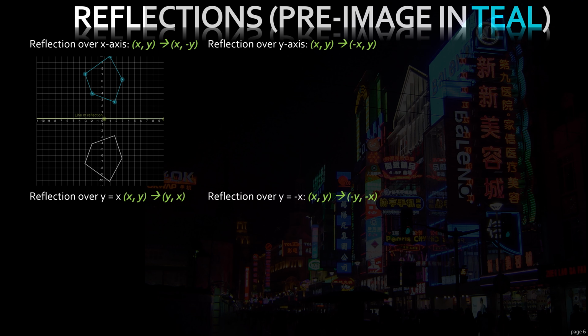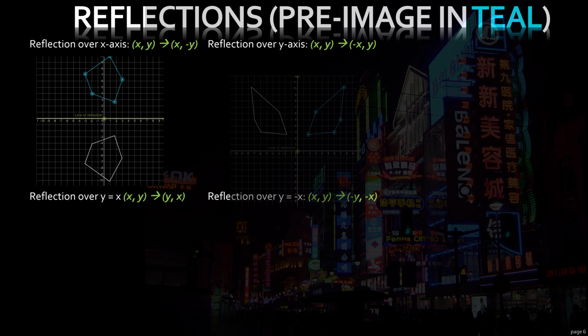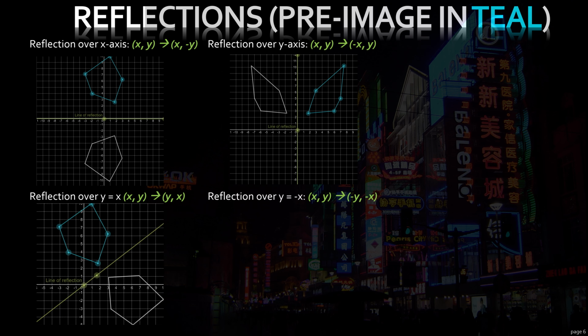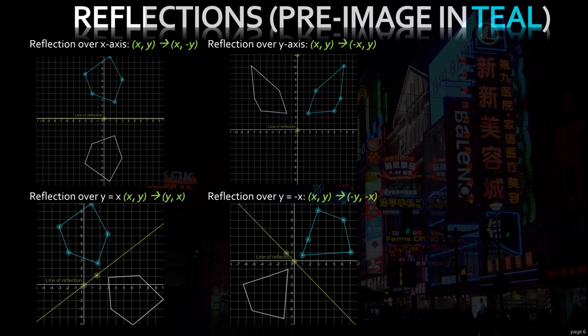As I load up these images, keep in mind that the pre-image is going to be in teal. This is basically the original image, and you can see it was reflected over the x-axis. And then we have a reflection over the y-axis. And then a reflection over y equals x. And then a reflection over y equals negative x.